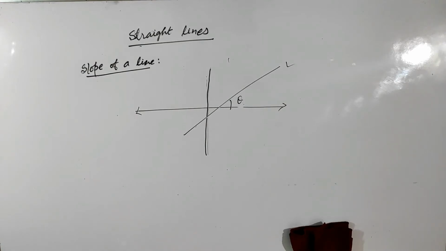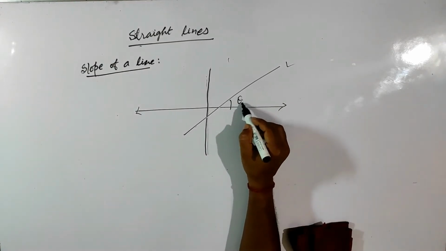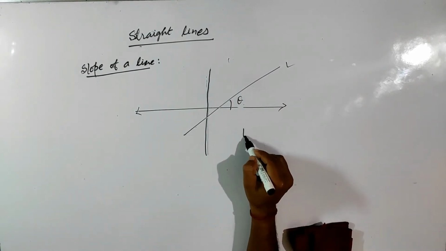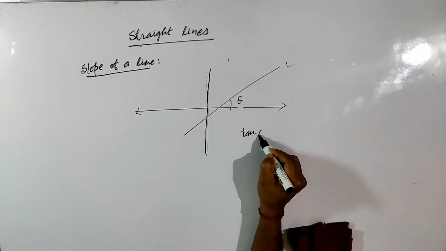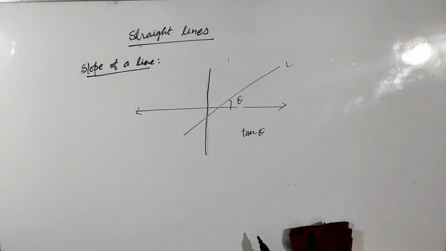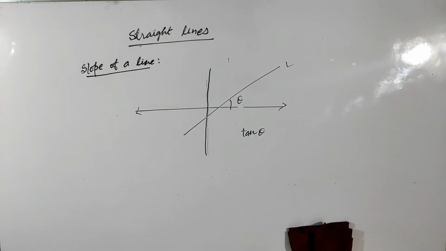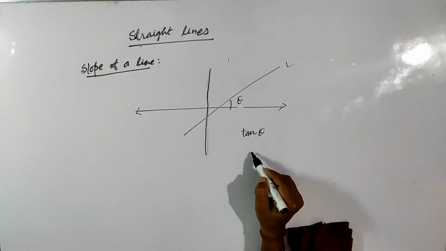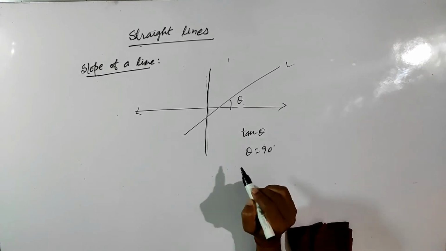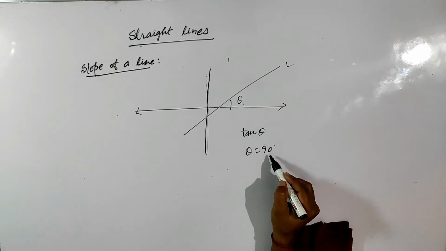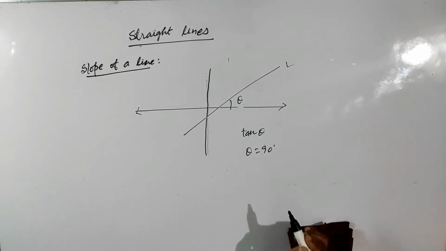Then tan theta is called the slope of the line. Theta is the inclination with the x-axis in the anti-clockwise direction. Then tan theta is called the slope of line L. The slope of a line whose inclination is 90 degrees is not defined. If theta is 90 degrees, then the slope is not defined.